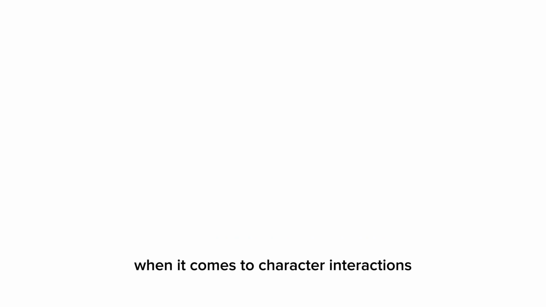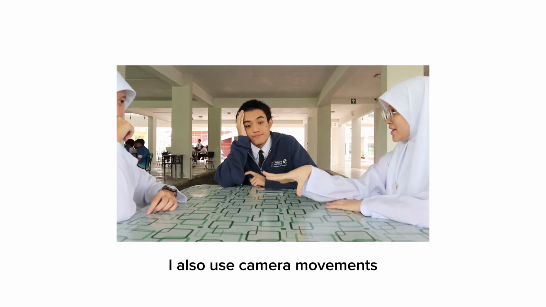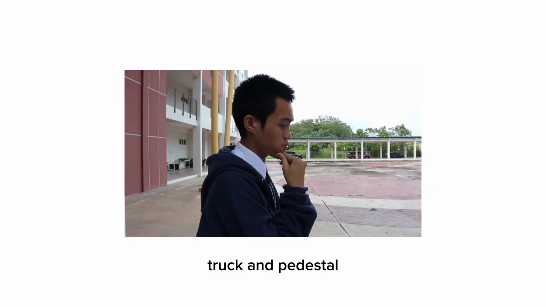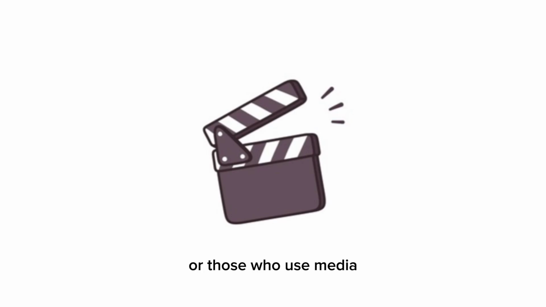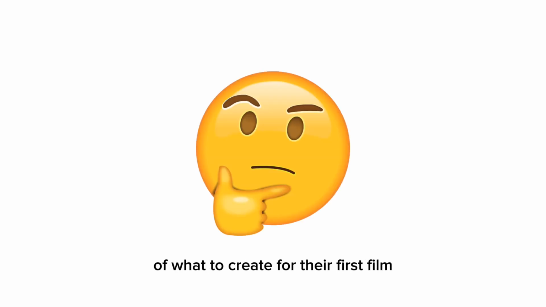When it comes to character interactions, I also use camera movements such as zoom, truck, and pedestal. The social groups that I'm representing is mostly aimed at students of media or those who use media as well as filmmakers. This film shows the irony of film students and how difficult it is to figure out the idea of what to create for their first film, especially what genre. With that idea in mind, my film shows the whole thought process of how one's film would come to be.